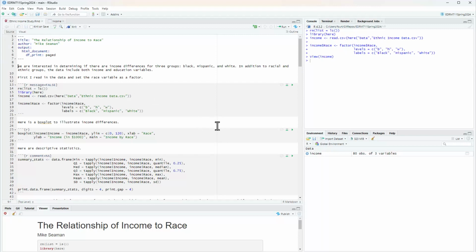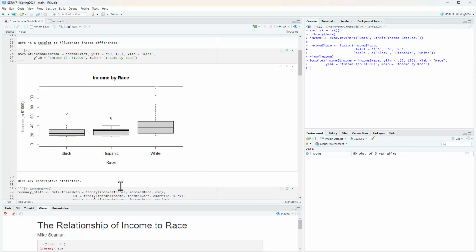So let's look at a box plot to illustrate the income differences. If you had simply had income and race in your data set and did not have education, you would probably consider doing a one-factor analysis of variance, that is, multiple regression with one categorical explanatory variable and one quantitative response variable. And we would start by making a picture like this. And the picture shows us the differences in income levels.